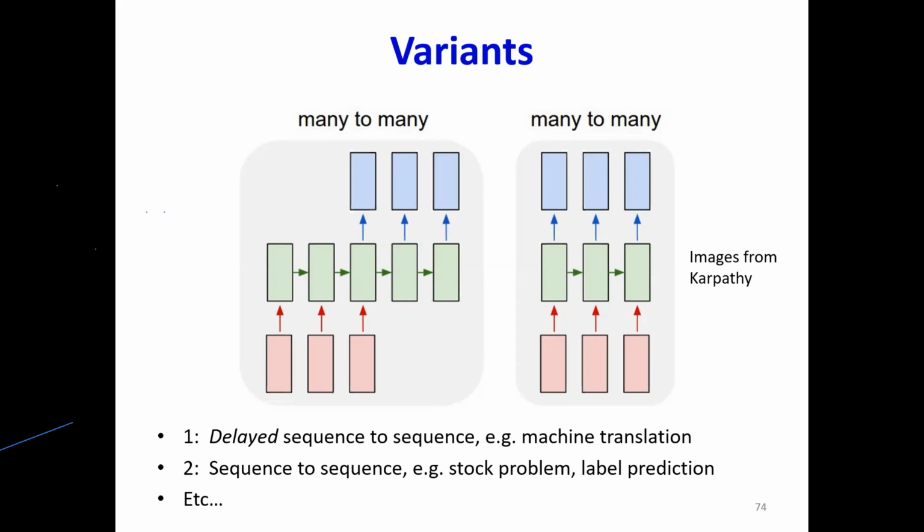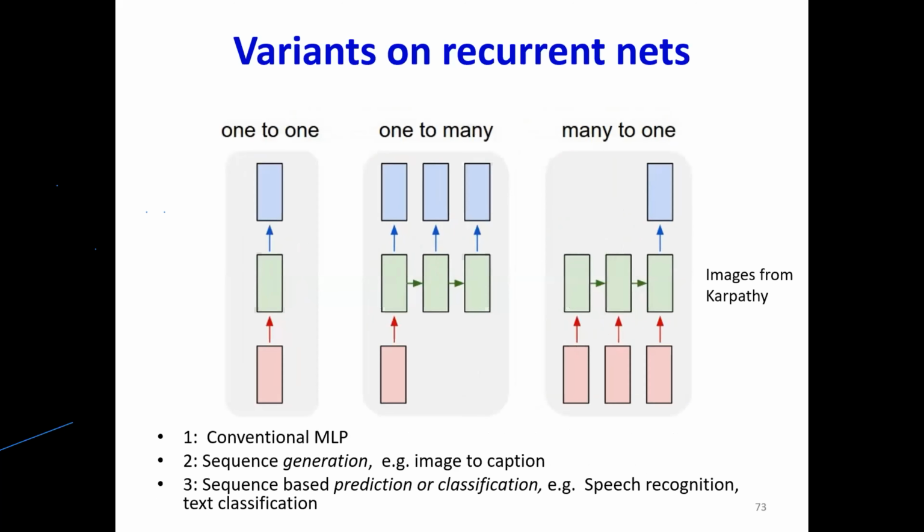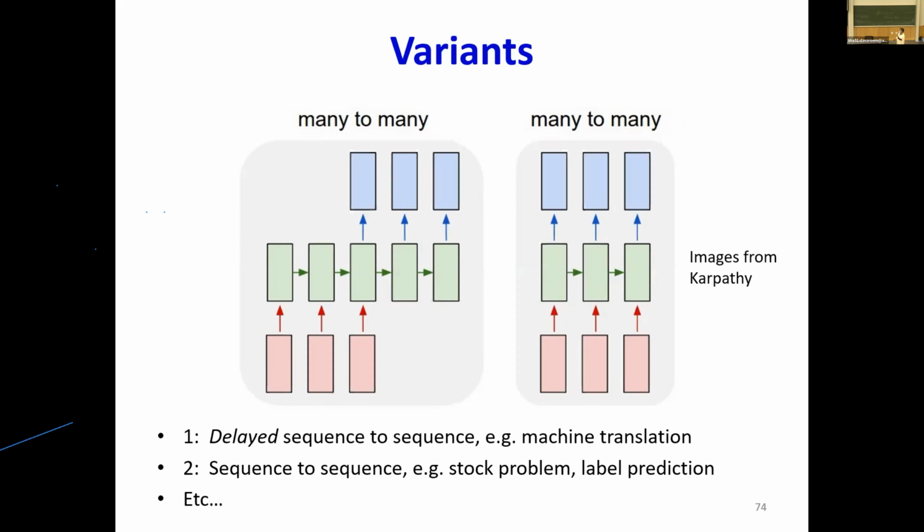Is many to one similar to TDNN? So no, because you have recurrence, right? So you have recurrence. See the connections in the hidden state? A TDNN wouldn't have the green arrows, right?